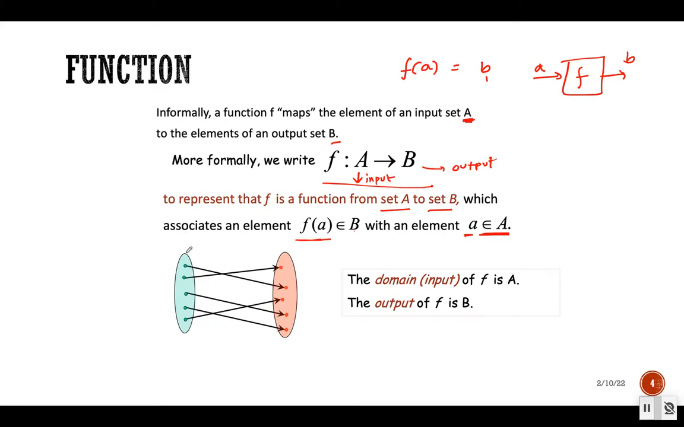So in this example you can see that this is our input set A, this is our input set B. Now we have to have every element of A in our ordered pairs of F. So there has to be an output for every element of A, and the output has to belong in the set B. So the domain, the input of F, is A and the output of F is B.